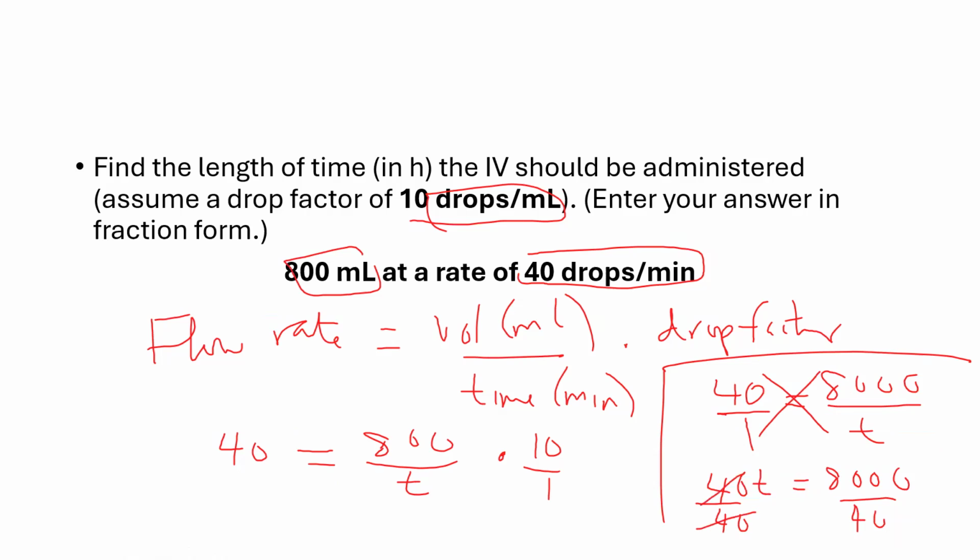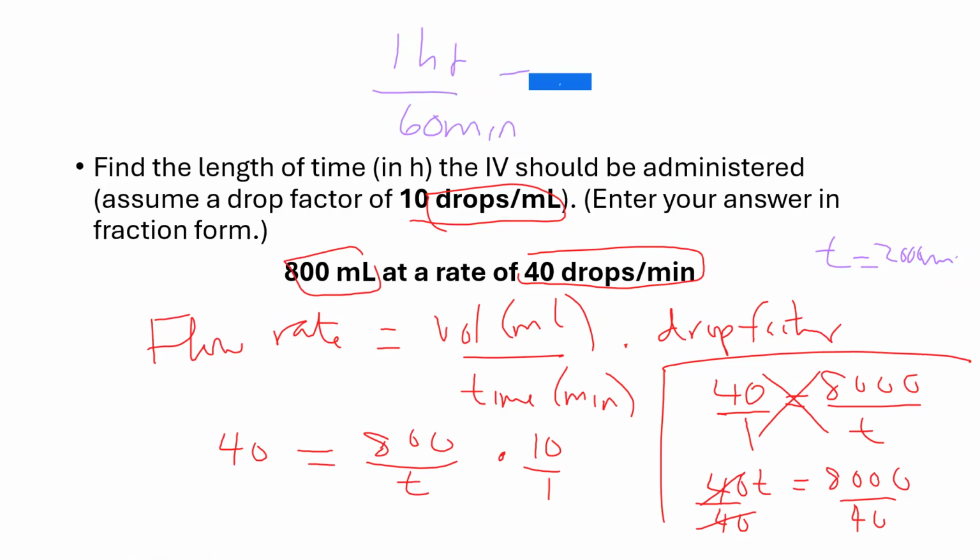8,000 divided by 40 is 200. And this 200, remember, is in minutes. So t becomes 200 minutes. I've got to change this to hours. To change minutes to hours, you have to divide by 60 because 1 hour is 60 minutes.